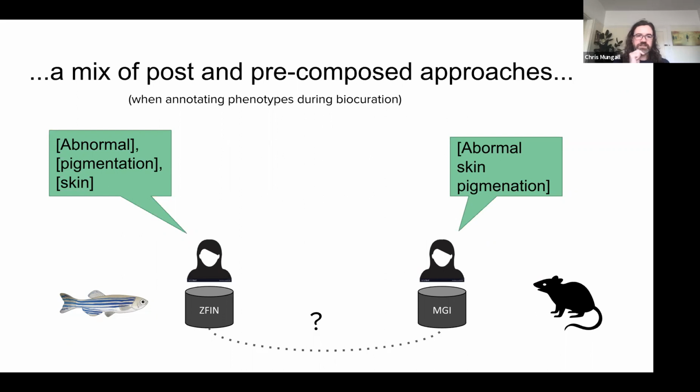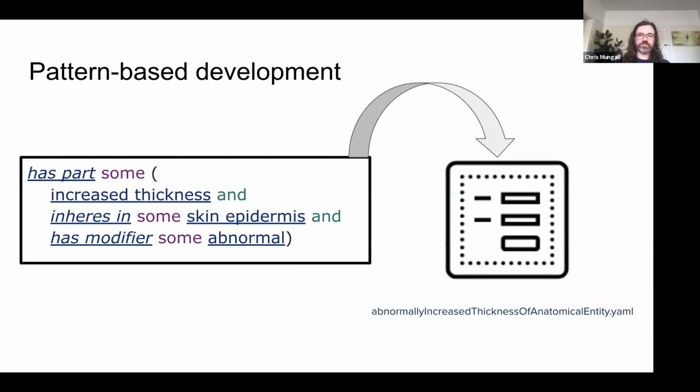But in contrast, the Zephin database used a post-compositional approach where they didn't actually have a named concept for something like abnormal skin pigmentation. Every time they encountered this phenotype in a fish, they would describe it by providing more atomic concepts from different ontologies, such as pigmentation and skin. And this just led to increased problems in terms of interoperating between these ontologies.